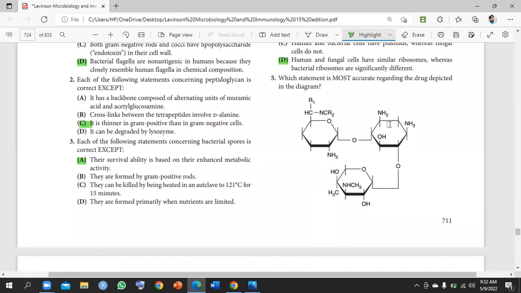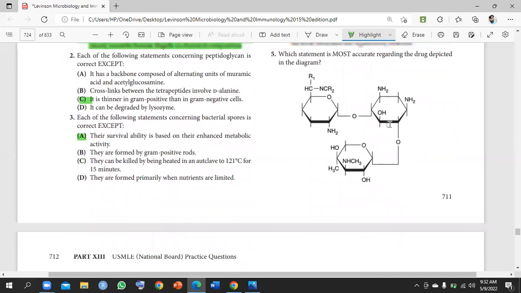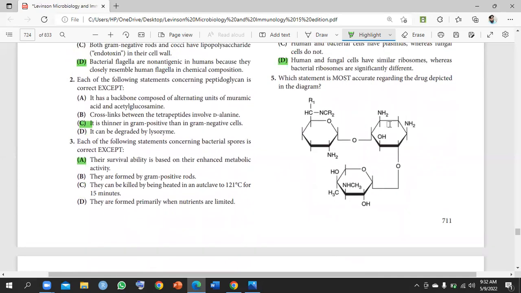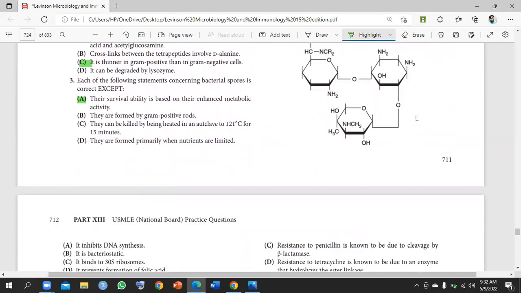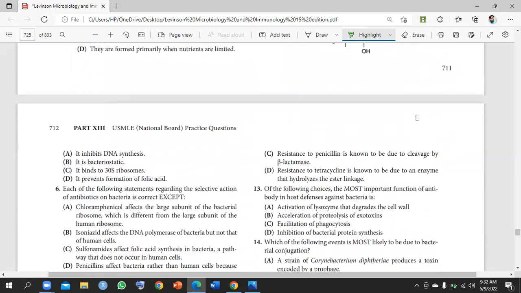Now, fifth is: which statement is the most accurate regarding the drug depicted in the diagram? So just look here at the drug. This is an antibiotic and basically it is an aminoglycoside. Just look here, these are the sugar rings and the NH2 is the amine group. So this is basically an aminoglycoside, and aminoglycosides are protein synthesis inhibitors. Okay, so now just look here at the options. It inhibits DNA synthesis. No, it is a protein synthesis inhibitor. So this is not our best answer.